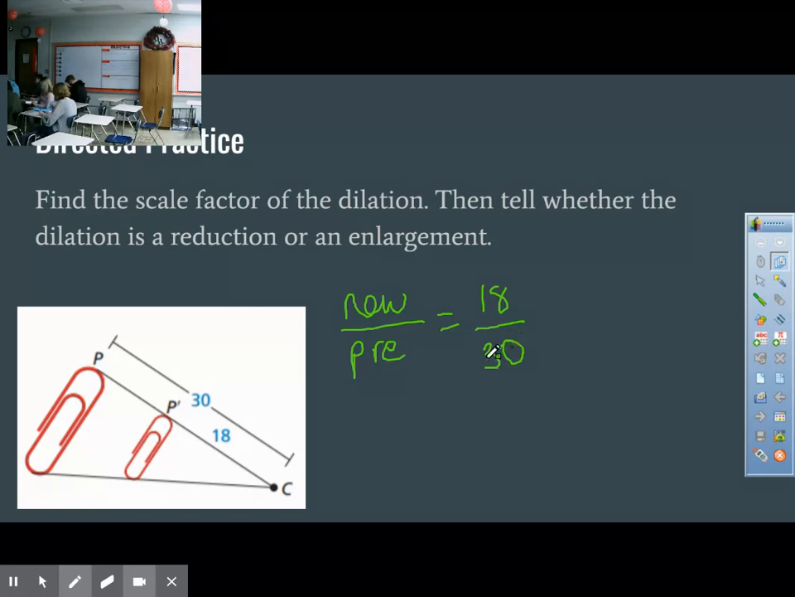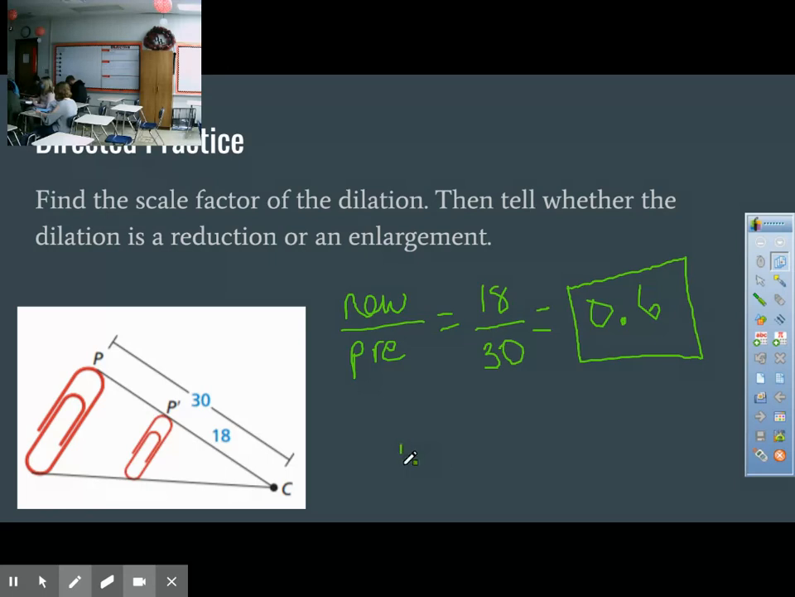All right, so now do 18 divided by 30. And Nick, tell me what you get when you do 18 divided by 30. 0.6. Okay, and is it just 0.6 or are there any decimals behind it, like it's repeating or anything? No, it's just 0.6. Okay, awesome. So 0.6 is my scale factor, that's K. And now we need to figure out if that's an enlargement or a reduction. Abby, what would you say? A reduction. And why is it a reduction? Because it's not larger than 1. Yeah, it's not bigger than 1. It's between 0 and 1.